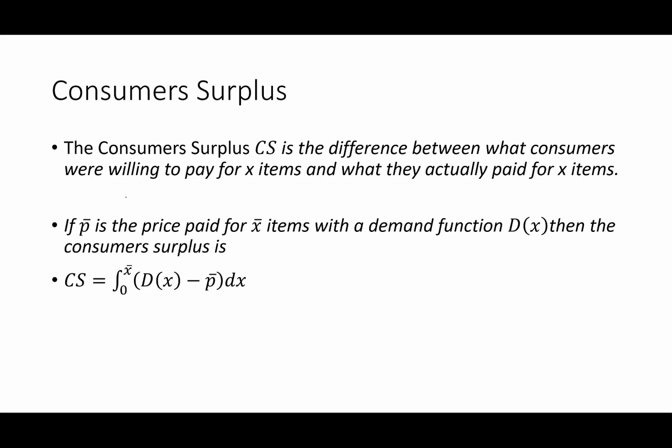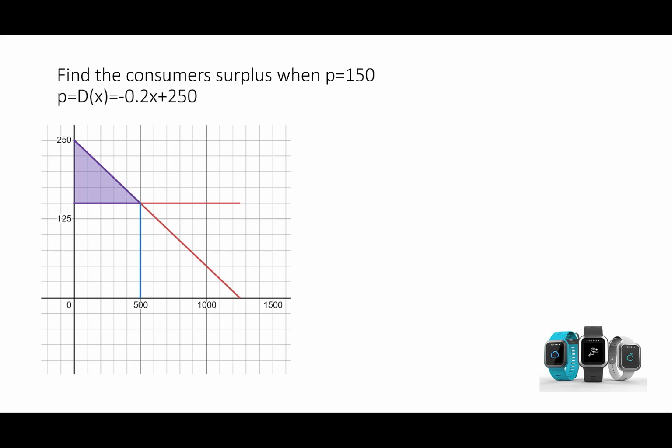So let's look at a definition for a consumer surplus. The consumer surplus, which I'll abbreviate CS, is the difference between what consumers were willing to pay for x items and what they actually paid for x items. So we're going to let P bar be the price that the consumers actually paid for x bar items with this demand function D of x. Our formula will be CS is equal to the integral from 0 to x bar of D of x minus P bar dx. Let's go back to the picture so we can say, what does that mean?